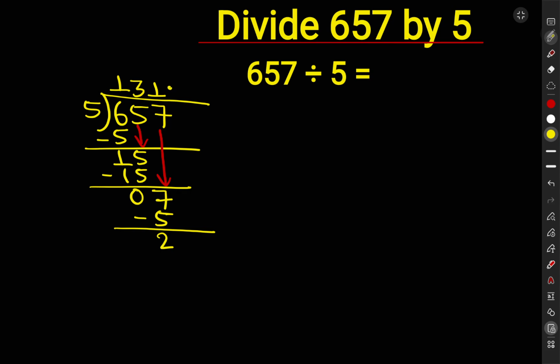So we take a decimal here so that we put 0. So it is 20 and 5 times 4 is 20. On subtracting we get 0. So 657 divided by 5 is 131 decimal 4.